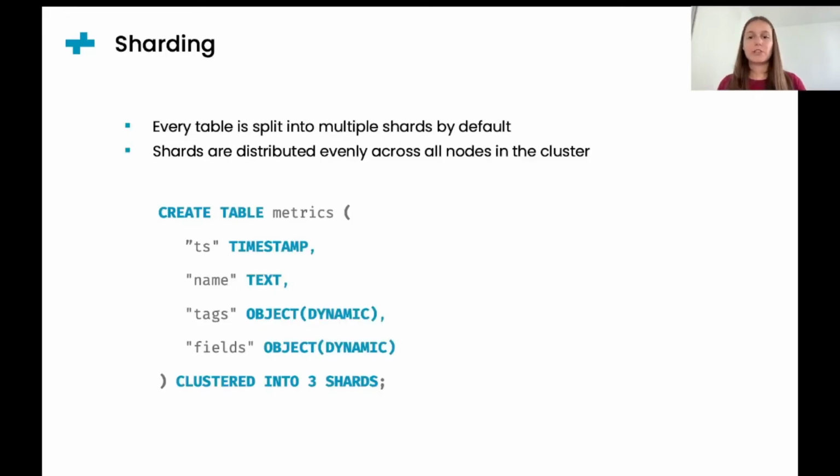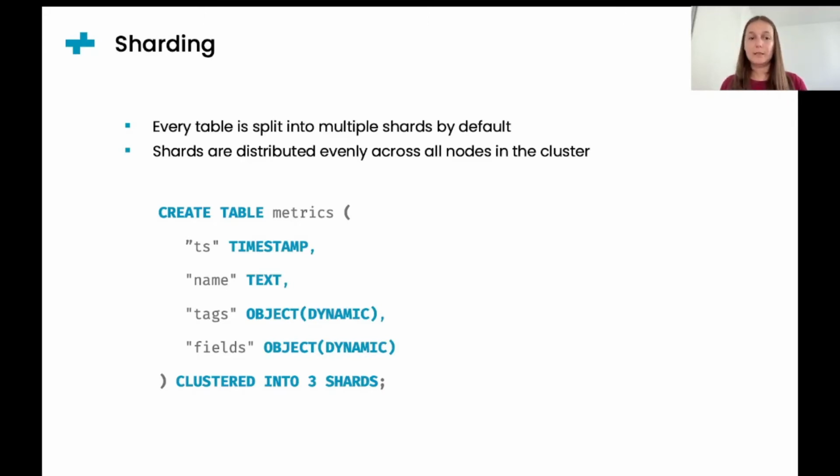When it comes to the CrateDB architecture, it's also important to briefly mention sharding and partitioning. Every table in CrateDB is split into a configured number of shards, and shards are then distributed across the cluster. As nodes are added to the cluster, CrateDB will move shards around to achieve maximal possible distribution.